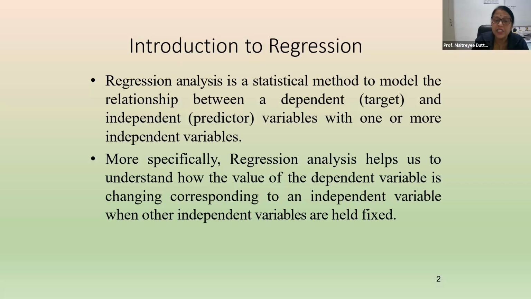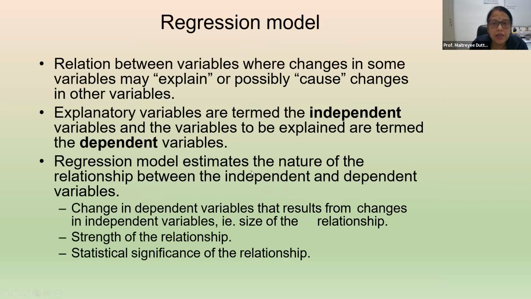So like this, regression will give you how this dependent variable depends on the other independent variables, and what the strength of the dependency is. That will be given by the regression model. So the regression model, as I have told, gives the relation between the variables where changes in some variables may explain the changes in some other variables. So independent variables are known as your explanatory variables.